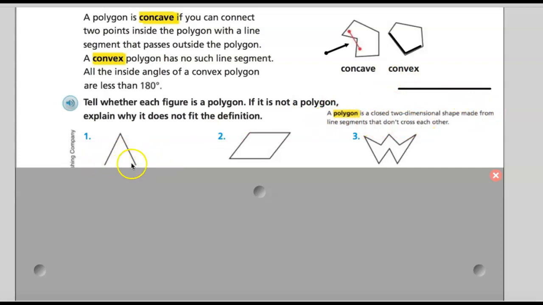And that's it. It has to be completely closed. Remember, the swimming pool can't have water running out, or the barn can't have an open door where all the cows and horses run out. So no, that one is not a polygon. How about this one? Is it closed?